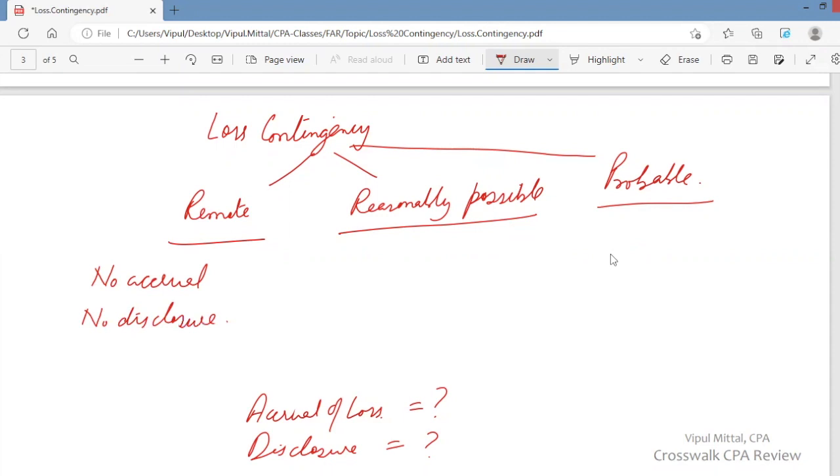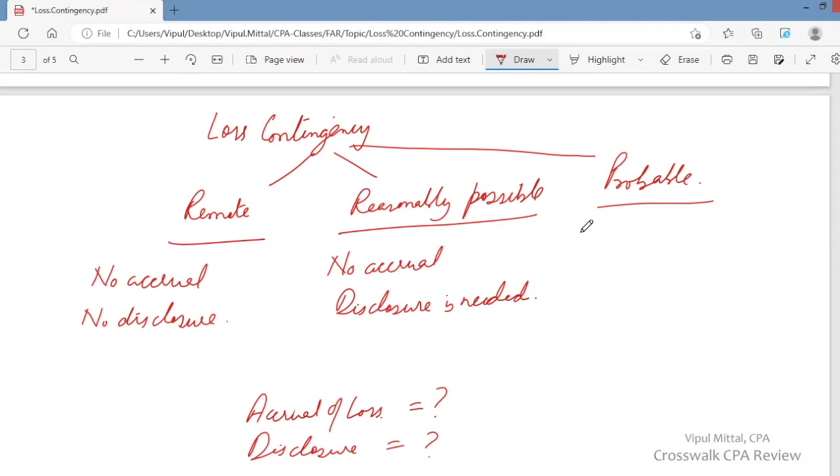But if it is reasonably possible, then disclosure is required, but no accrual is needed. No need to accrue the loss, no need to record the loss in the books. So disclosure of the nature of contingency is needed. So you include this disclosure in the notes.